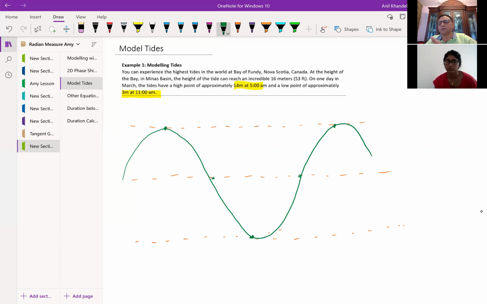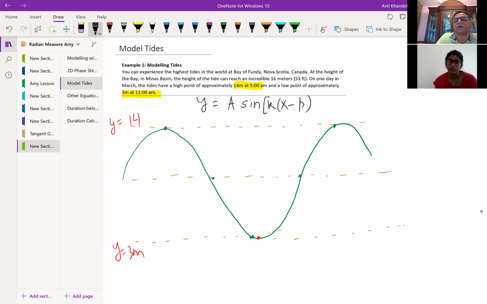Now we need to model the cosine function, and therefore what I'm saying here is that this is my point, which is y equals 14. 14 meters is the height, and this is my minimum at y equals 3 meters. So clearly the center point is what? The type of model means I'm looking at the equation y equals a sine k x minus phase shift plus q, which is translation up and down, correct?